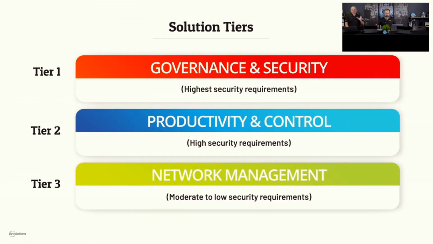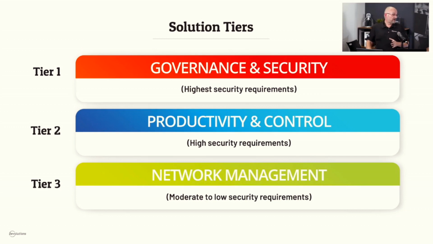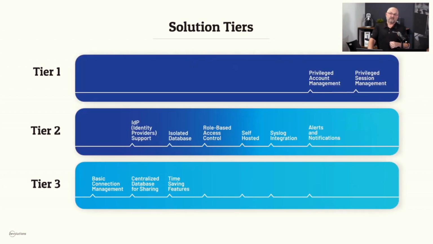So this translates to tiers, which are all the rage now. It's in fashion. So we have our own tiers. At the lowest tier is network management, what RDM does really well, but still with moderate to low security requirements. Then you move to the next level, productivity and control, with high security requirements. And we'll see that's where our other products come in. And then governance and security, really the most stringent security requirements.